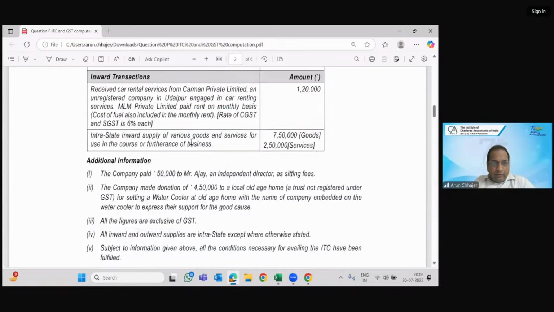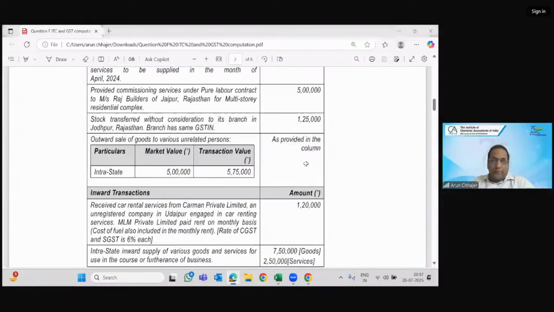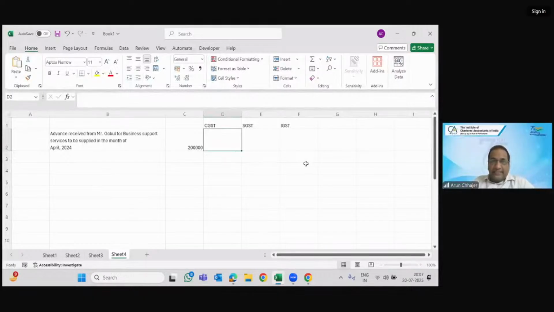Any idea from where the Gokul is, all inward and outward? Okay, so by assumption number 4, all inward and outward are intrastate except otherwise stated. So we will treat intra only. और अगर स्पेसिफिकली लिखा तो हम इंटर मानेंगे. ठीक है ना? चलो. तो अभी टैक्स की रेट क्या होगी इसके ऊपर? 9%, राइट?